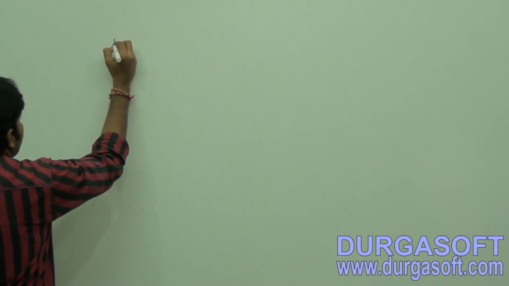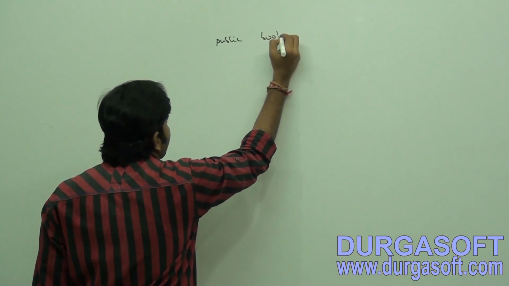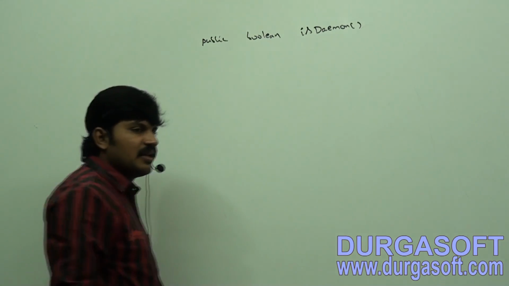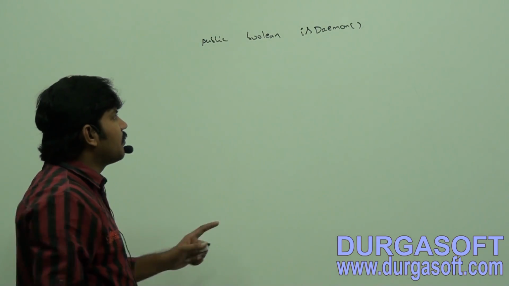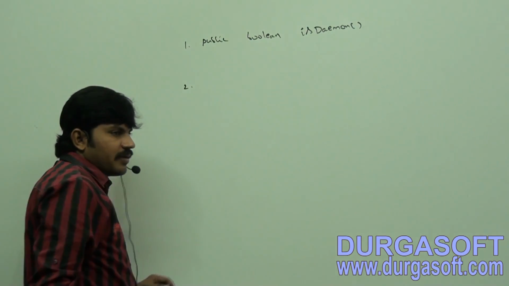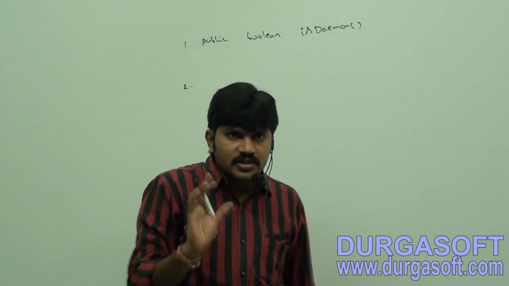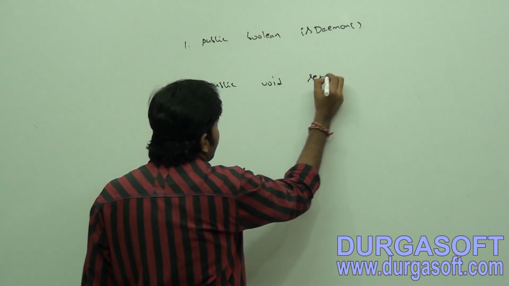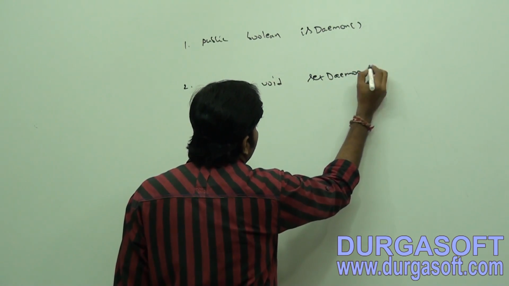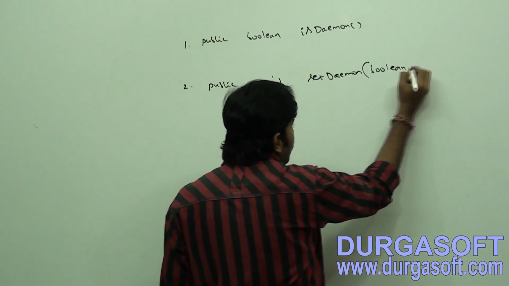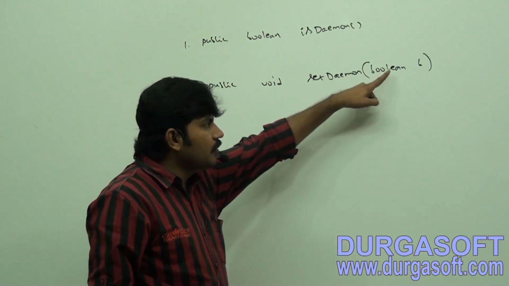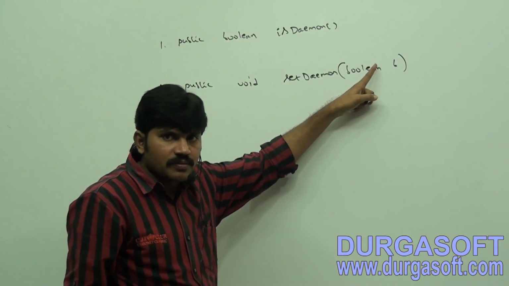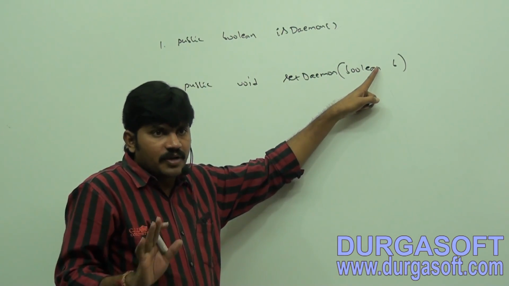Here, public boolean isDaemon: if you call this method on any thread object, it will tell whether it is a Daemon thread or not. Next, I want to change the Daemon nature of a thread. What is the method? public void setDaemon(boolean b). If you use true, the thread will become Daemon. If you use false, the thread will become non-Daemon.